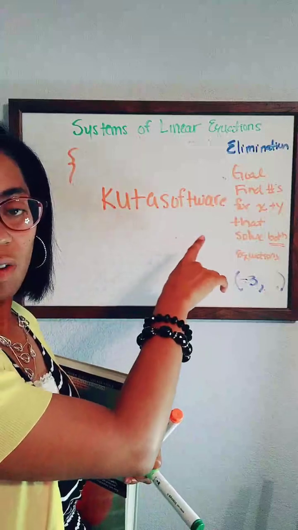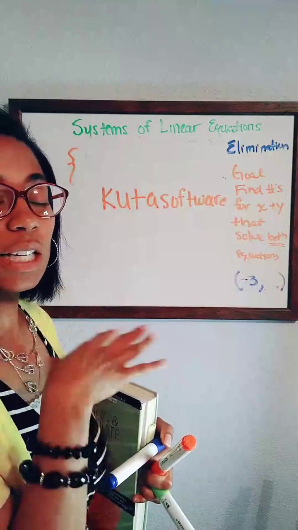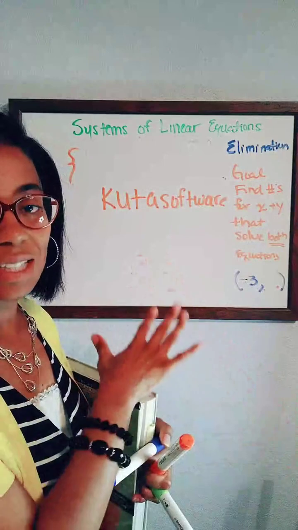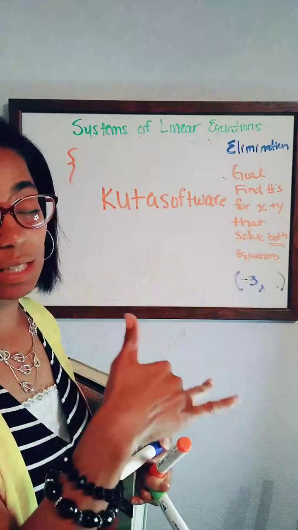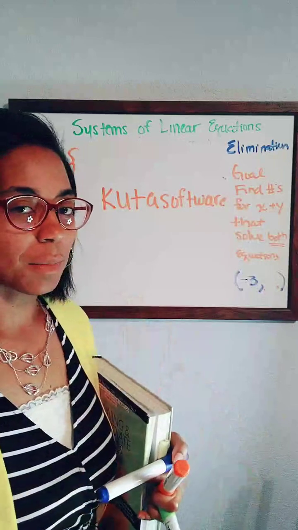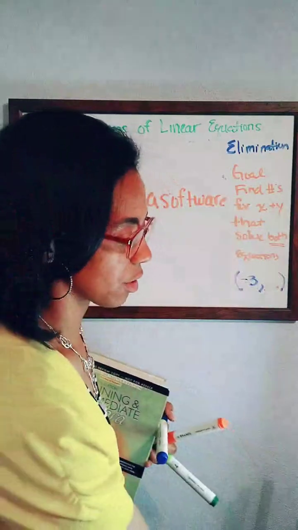So Kuta Software gives you any worksheet, not any, but these algebra worksheets. It has those, and it also has the answers to go with them. Khan Academy gives you practice problems and gives you the answers as well.